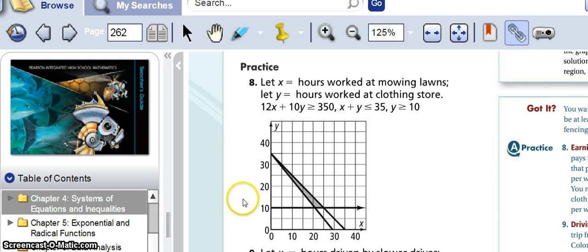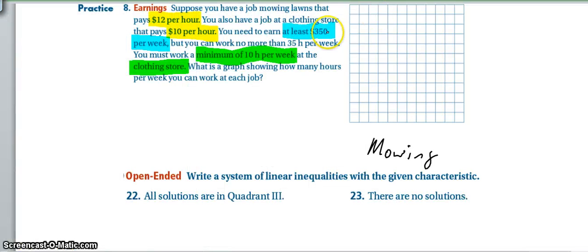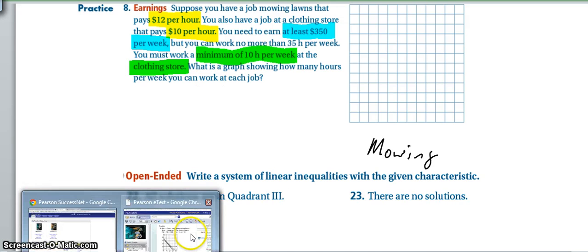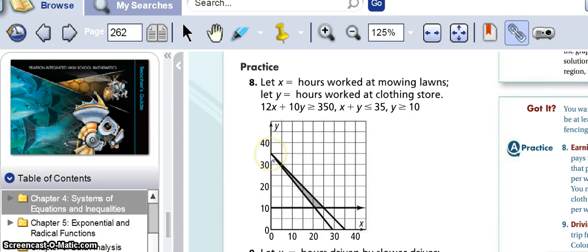So if this is at the clothing store, well, the clothing store pays me, if we check our information back here, $10 an hour. So if I'm working at the clothing store for 35 hours at $10 an hour, that point right there tells me that I've made $350. So then as I work less at the clothing store, I have to work more mowing. So I work more and more mowing.